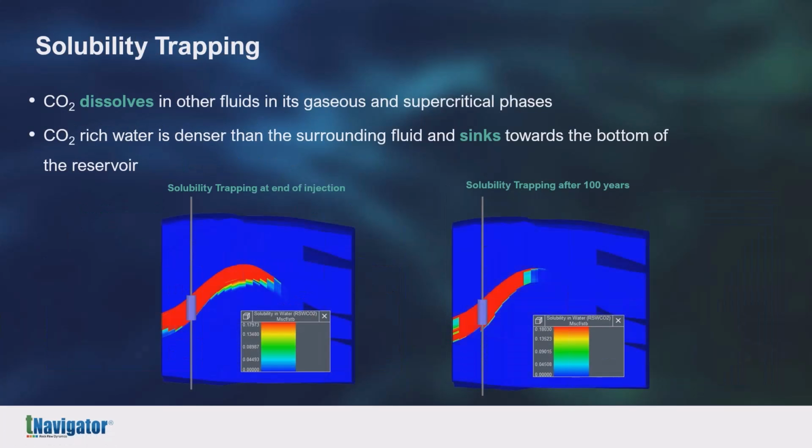The next trapping mechanism is solubility trapping. Here, CO2 will dissolve in other fluids, whether it's in a gaseous or supercritical phase. As this happens, dissolved CO2 would make the fluid that it's dissolved in denser than the surrounding fluid. As a result, the CO2-rich water would sink towards the bottom of the reservoir. So here on the left-hand side, we have the solubility trapping at the end of injection, and on the right-hand side, we have after 100 years.